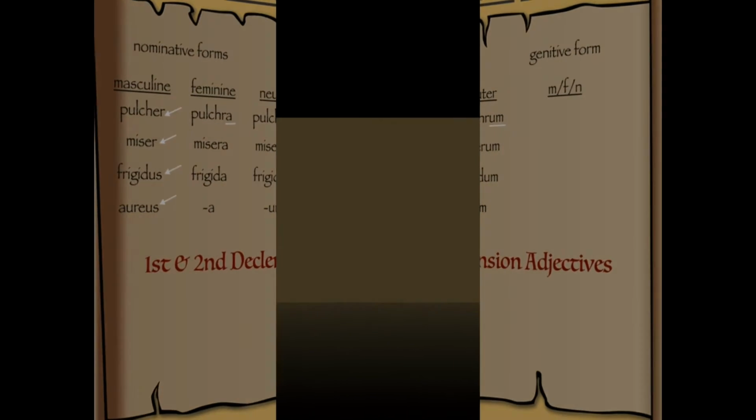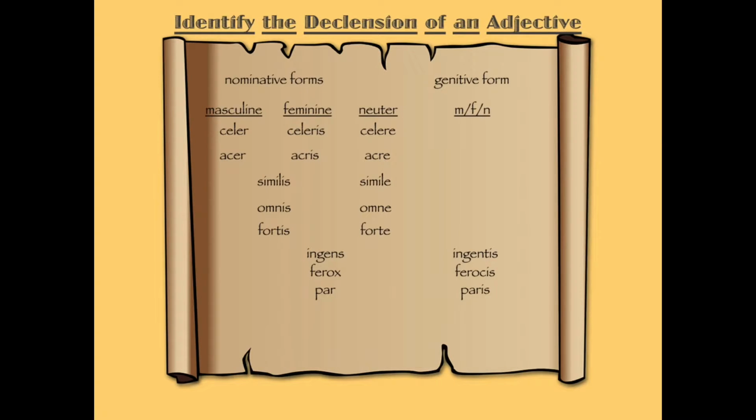Now let's turn our thoughts to third declension adjectives and how we will identify them. First of all, let's look at how they appear different on a vocabulary list from first and second declension adjectives. All first and second declension adjectives have three forms, just like celer, celeris, and celere have three forms. But notice that celer and acer have feminine forms that end with IS and neuter forms that end with E. This is unlike first and second declension adjectives, which have A on feminine forms and UM on neuter forms.